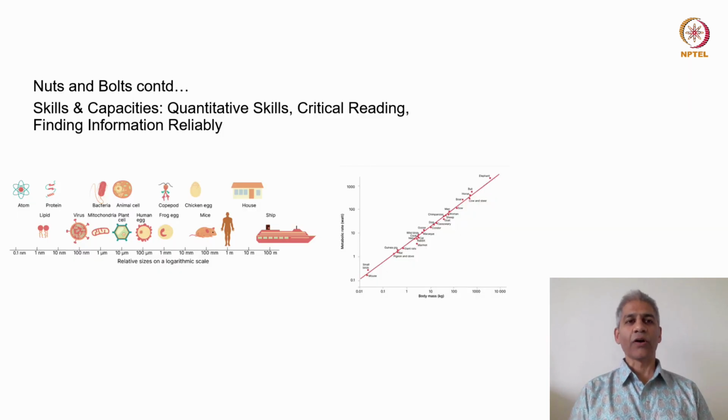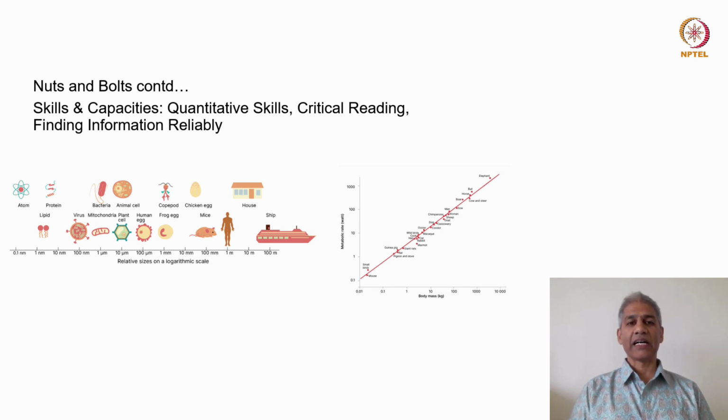And then continuing on with the nuts and bolts concepts, we also asked what are some skills and capacities that students of biology must know. And here I would like to highlight three of them. One is quantitative skills, the other is critical reading, and the third one is finding information reliably.